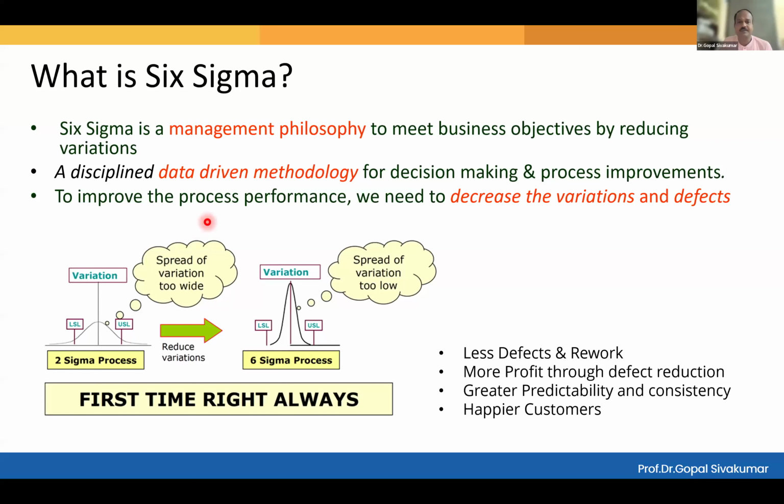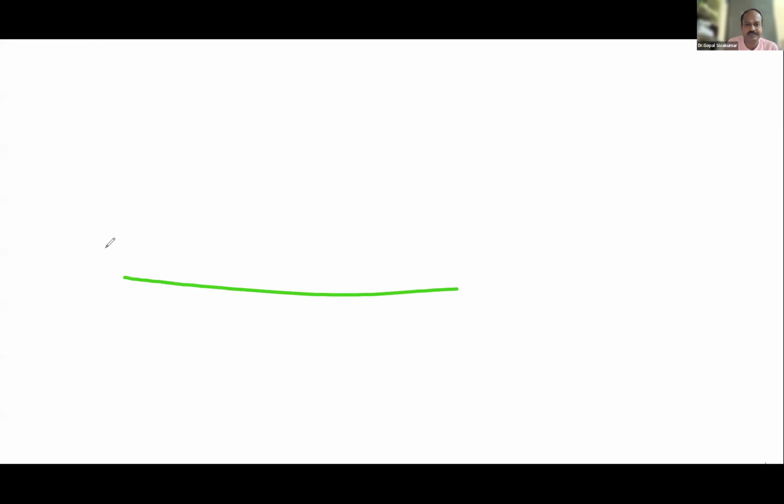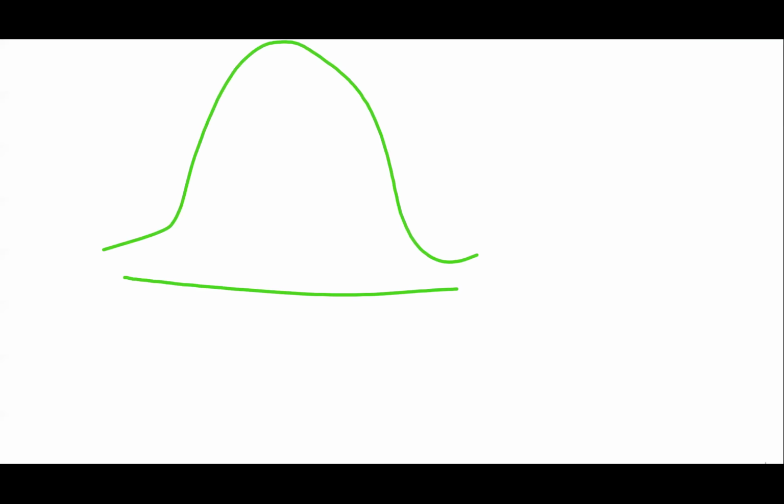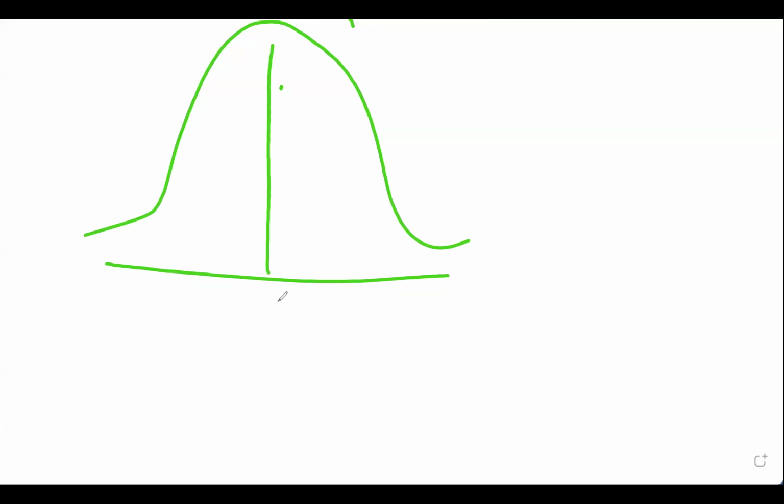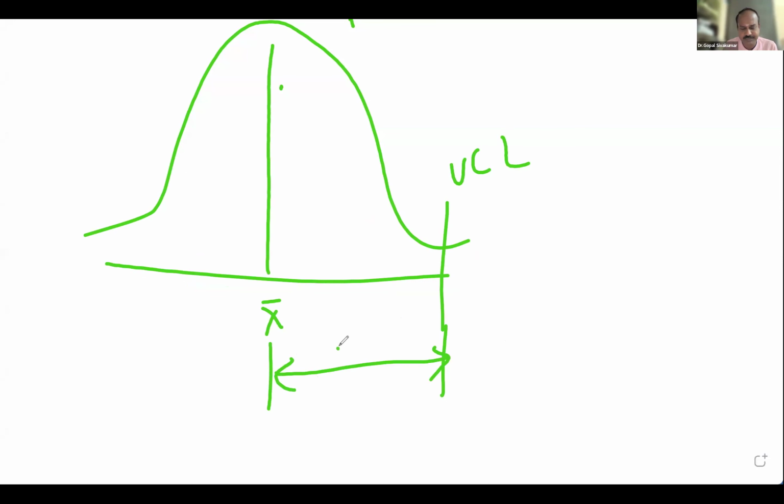What are control limits? A point which is 3 standard deviation away from the center. I will write down a formula for you. See here, there is a process. This is the average, X bar, and here is the upper control limit. The distance between average and control limit will be 3 sigma. So the formula for upper control limit is X bar plus 3 sigma.